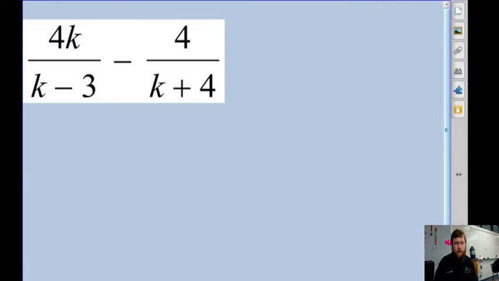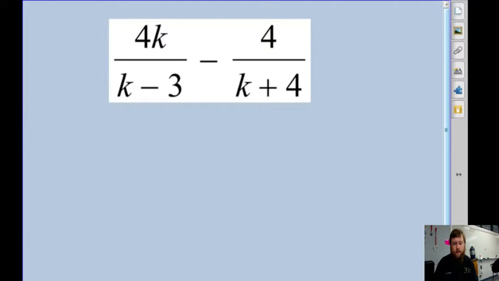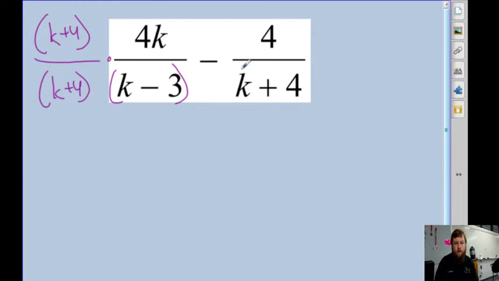All right, let's look at something else. Again, I want to multiply by the common denominator here. I'm going to multiply by the denominator on the other side. So multiply this by k plus 4 over k plus 4. I like putting parentheses around everything, just reminds me things are being multiplied. And multiply this side by k minus 3 over k minus 3.